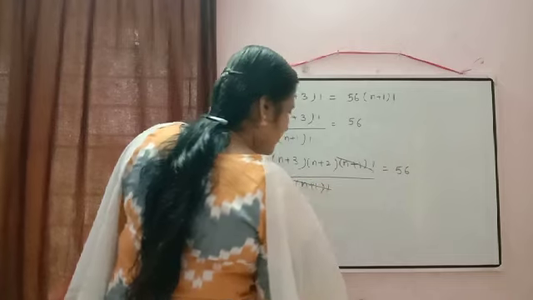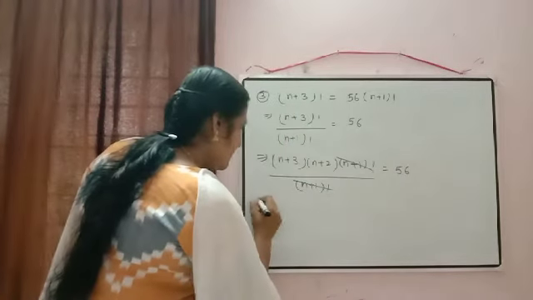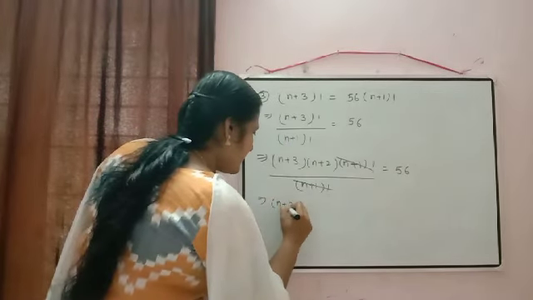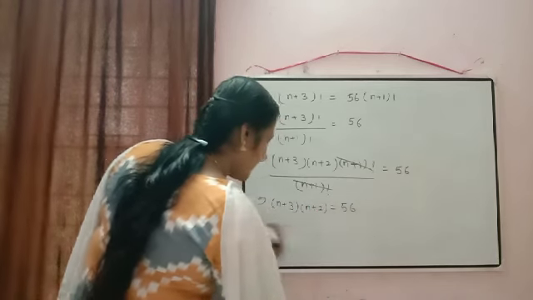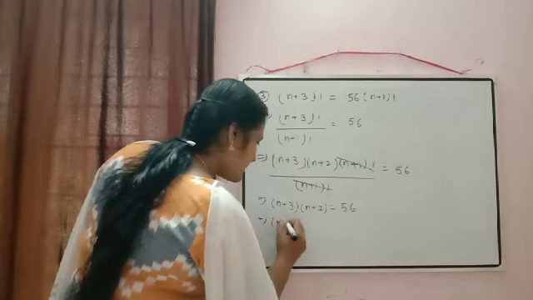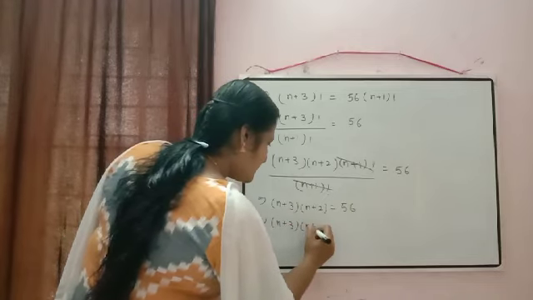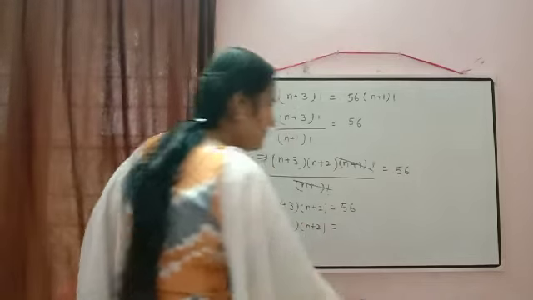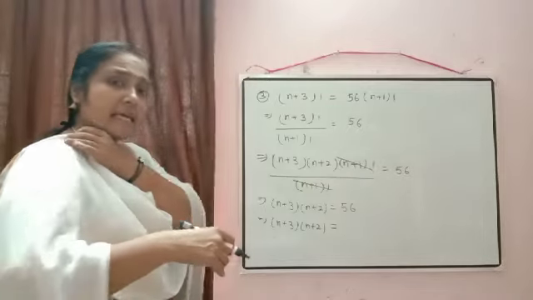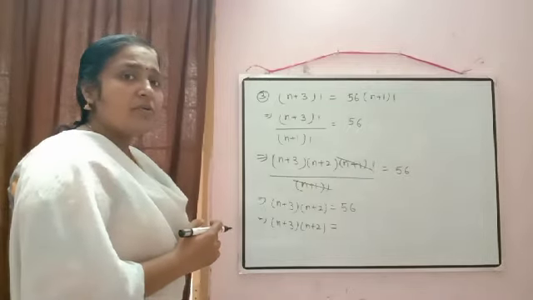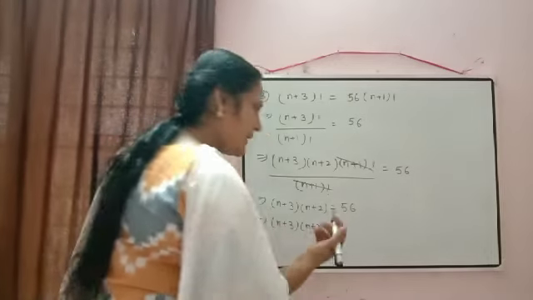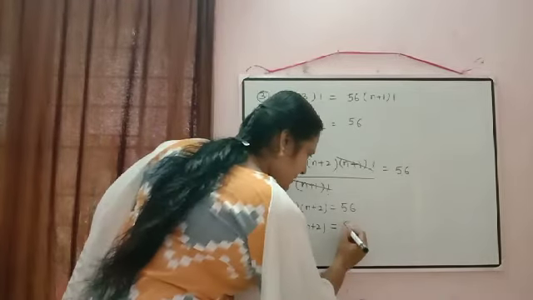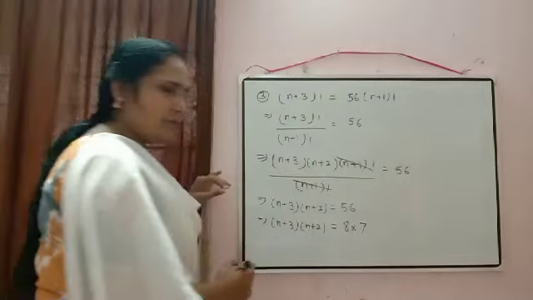Again n plus 1 factorial will get cancelled. So remaining we have n plus 3 into n plus 2 is equal to 56. The left hand side is the product of two consecutive numbers. So just check whether you are able to express 56 as the product of two consecutive numbers. Yes, 56 can be written as 8 sevens are 56, so it can be written as 8 into 7.